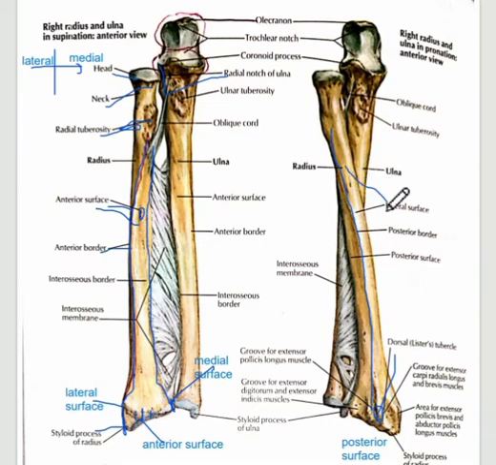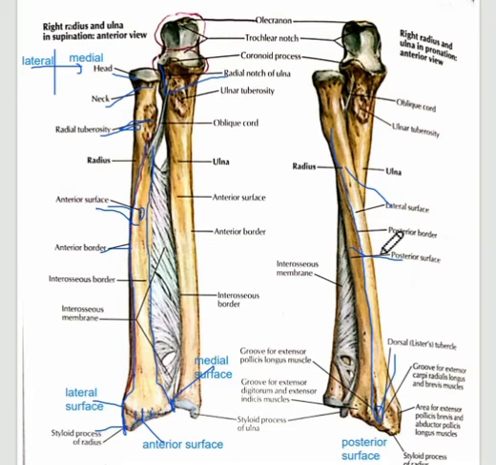This one is the lateral surface of radius. This lateral surface is present between the anterior border and posterior border. And this last surface is called its posterior surface. This posterior surface is present between the posterior and medial border.